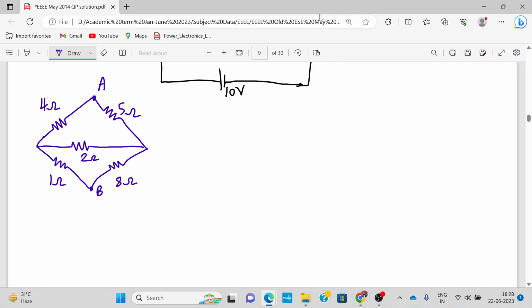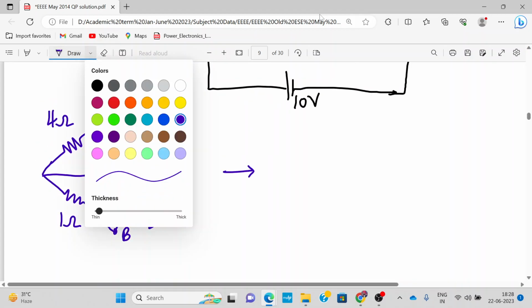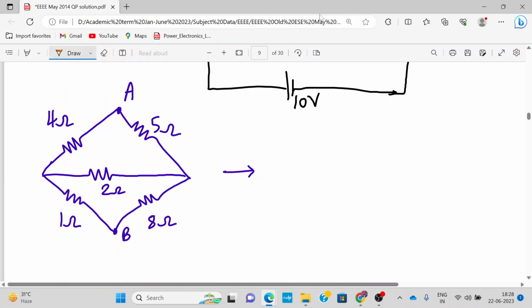Now, does it look familiar? Can we apply any delta star transformation? Yes or no? See, yeah, this is delta. We can connect it to star.